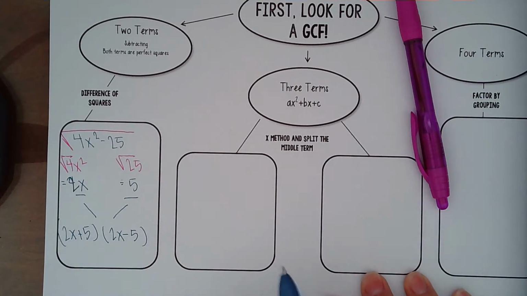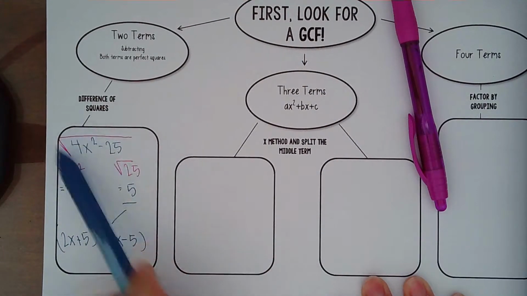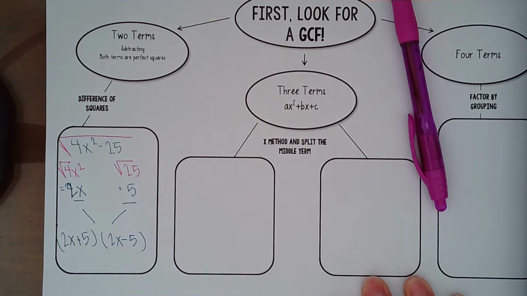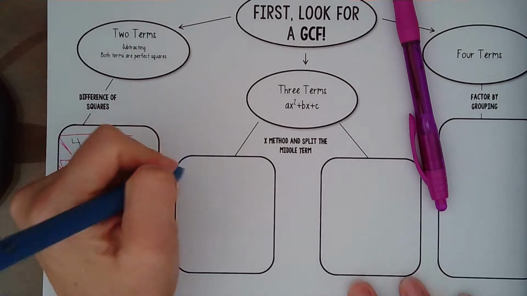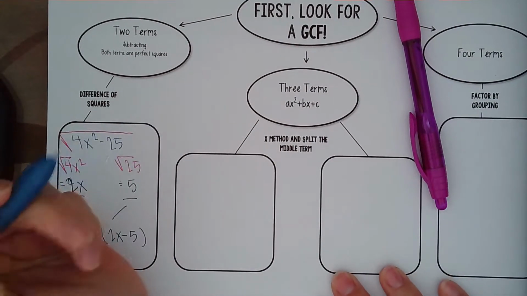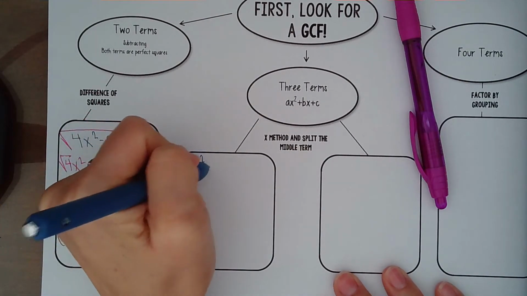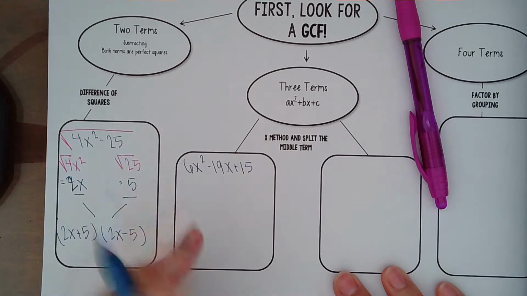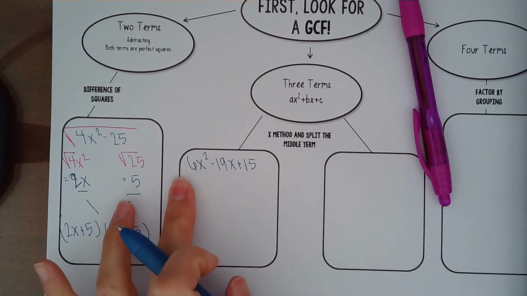Okay, so keep in mind, guys, what it says up here is first look for a GCF. If there was something that I could divide out of this first, I would for sure have to do that. All right, so let's look here. Split the middle term. Let's just say I'll start with one where I have an a coefficient: 6x squared minus 19x plus 15.